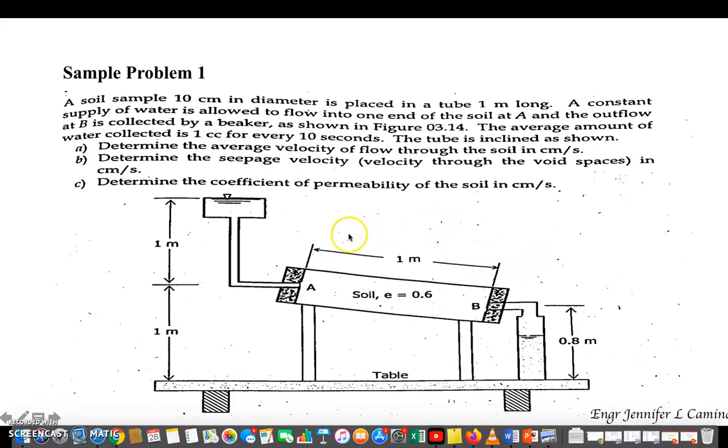So this is an illustration for our example number 1. We have an inlet and we have an outlet, and in the outlet we have a beaker to collect the water that comes out from the soil sample. So basically this illustration is a setup for a constant head test. For this one, we have to identify first the average velocity.